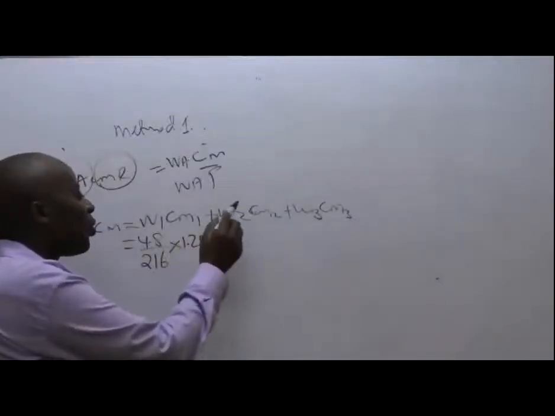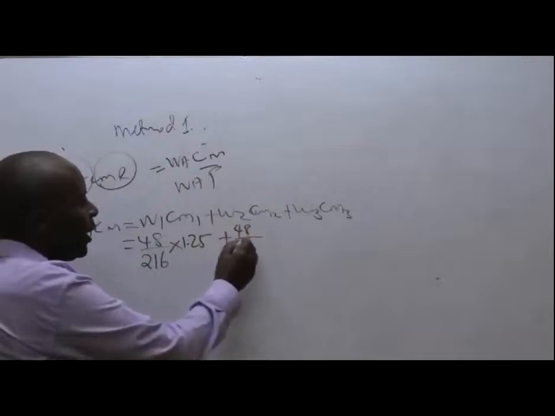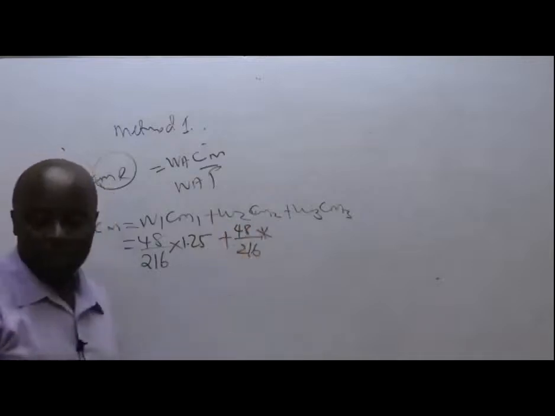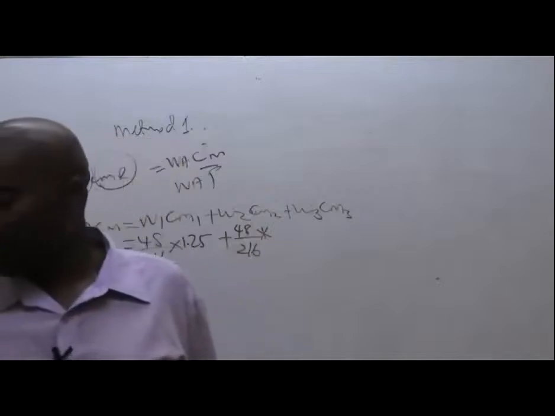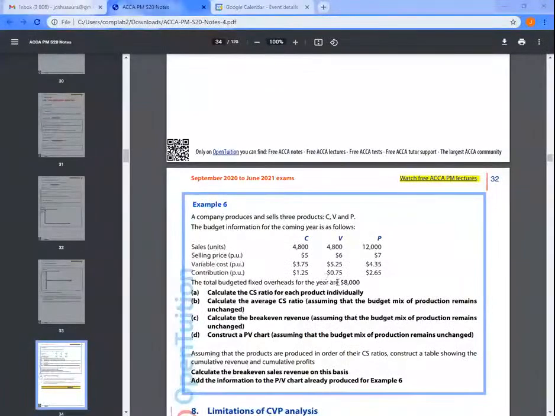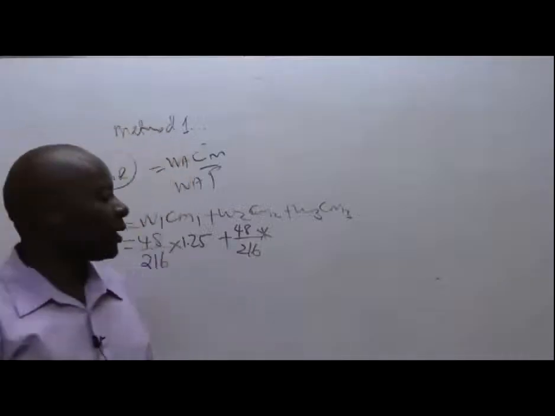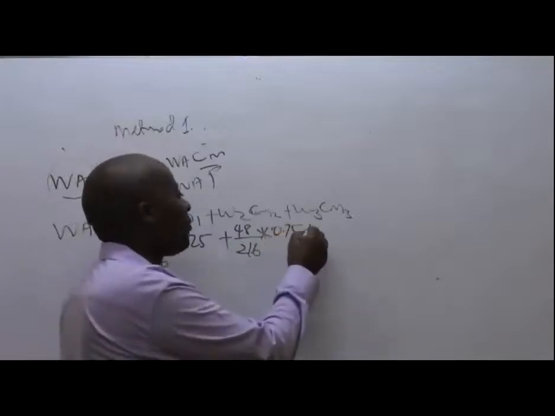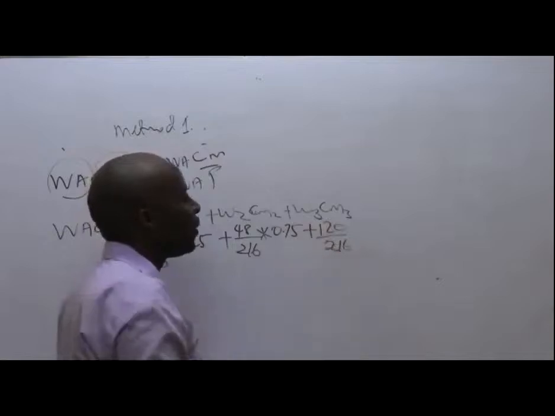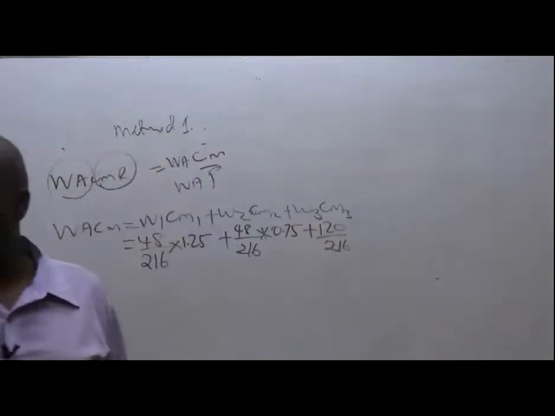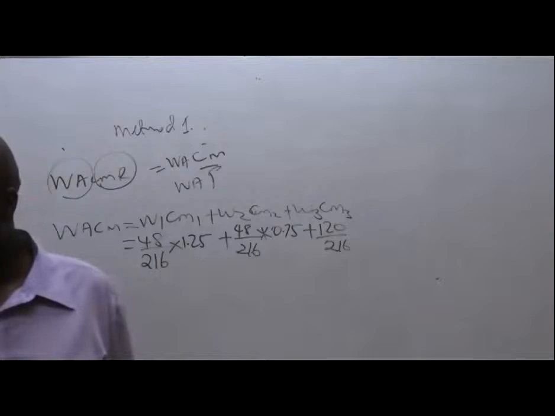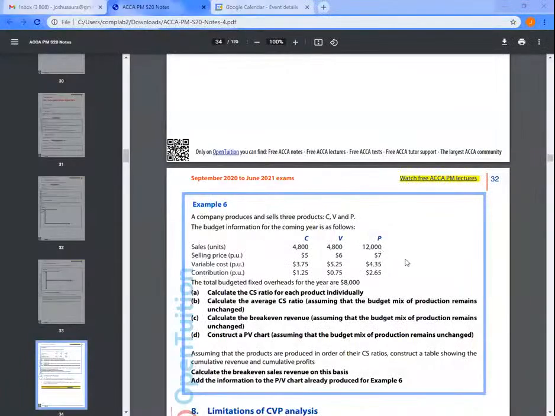The second weight again is 48 over 216 times contribution margin 2. Are you able to see the contribution margin 2 really? Contribution margin 2, ladies and gentlemen, I can see here is 0.75. So times 0.75, plus 120 over 216 times 2.65.